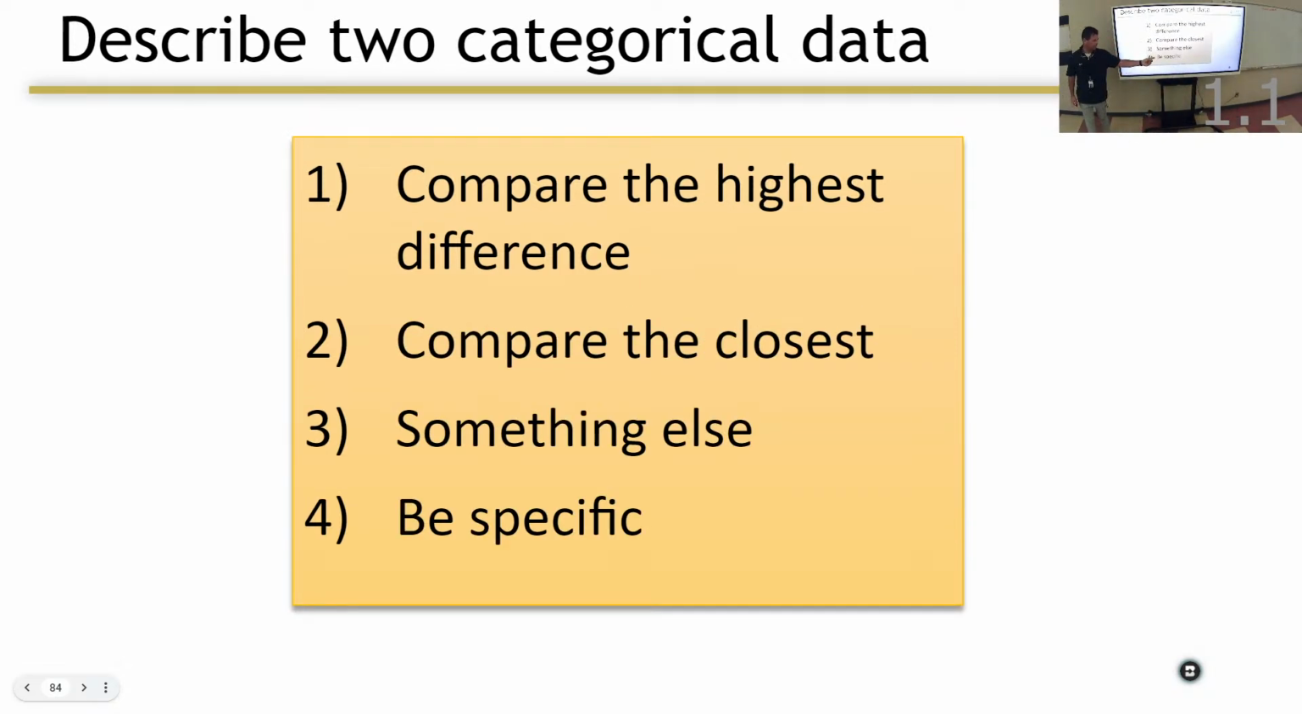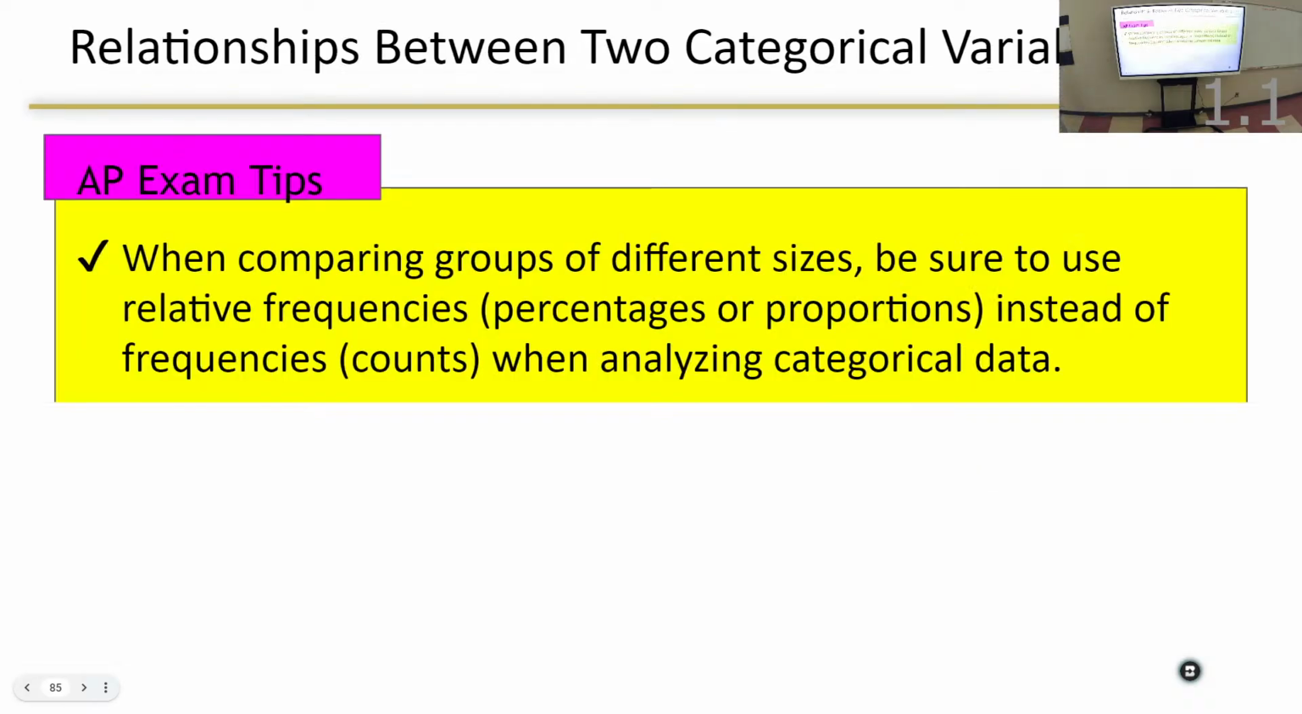Compare the highest, compare the closest, compare something else, be specific. Remember three things. Three response starts with three things. And sometimes context is one. So, just something. Okay. Comparing it, we should use relative frequencies.